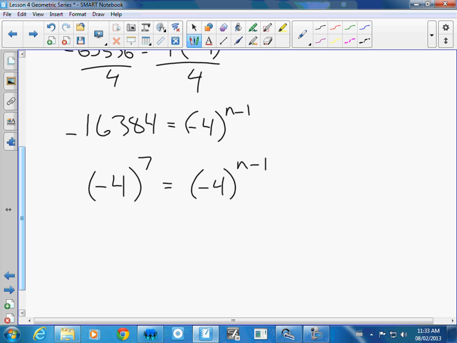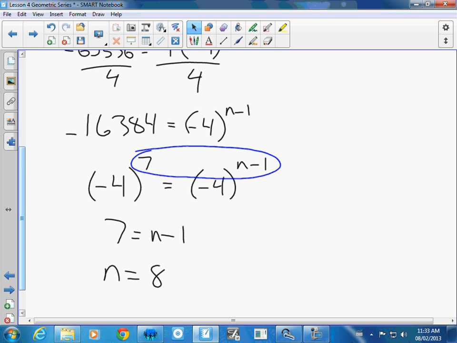Are the bases the same? Okay. So really all we worry about then is, how do we make this guy equal to this guy? And look, isn't that really just a formula? Isn't it 7 equals n minus 1? What is n? It has to be 8, right? 8 minus 1. Okay, so n equals 8. Cool.